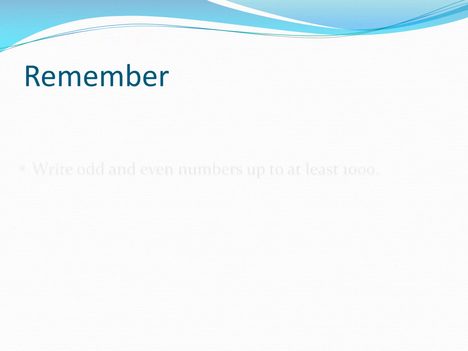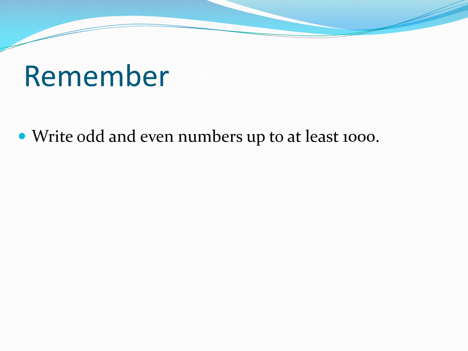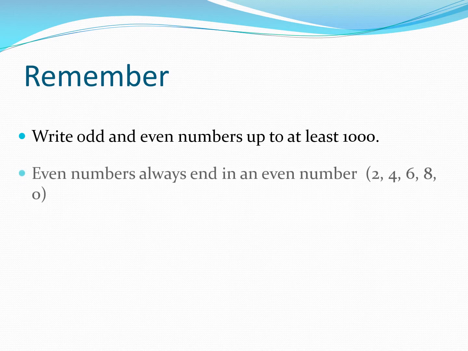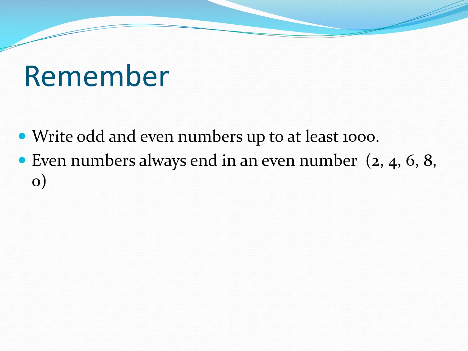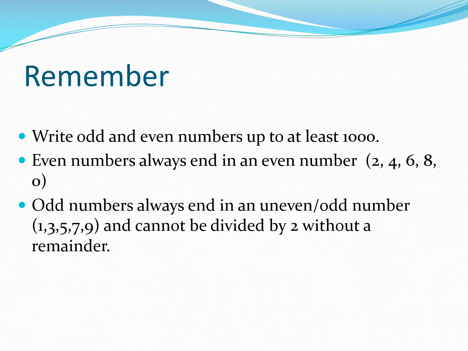Remember, you must know how to write odd and even numbers up to at least 1,000. Even numbers always end in an even number. That means 2, 4, 6, 8, or a 0. Odd numbers always end in an uneven or odd number. That means 1, 3, 5, 7, or 9. And it cannot be divided by 2 without a remainder.